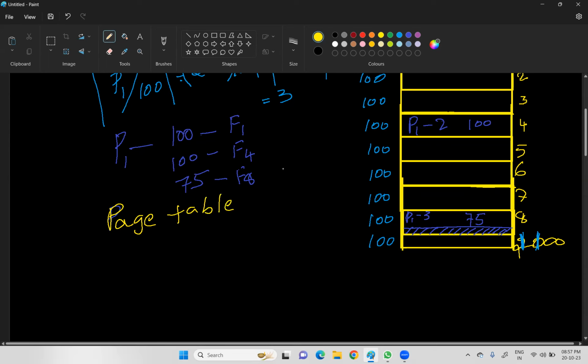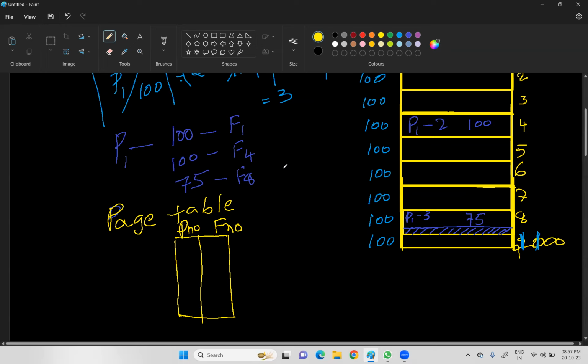What are the contents of the page table? Page table contents will look like this. It is an n by 2 kind of page table. The first column is the page number, PNO. The second column is the frame number.